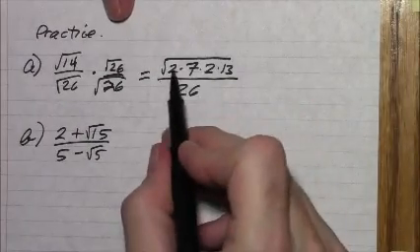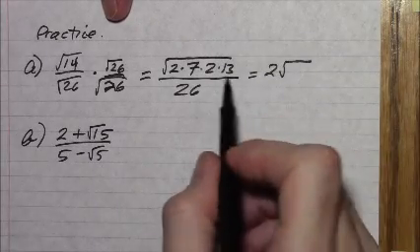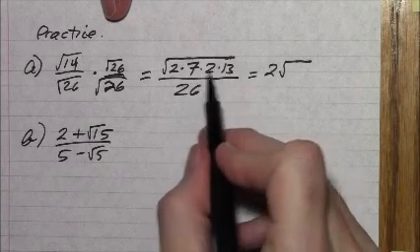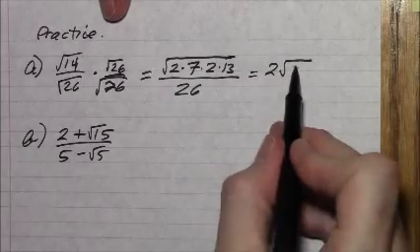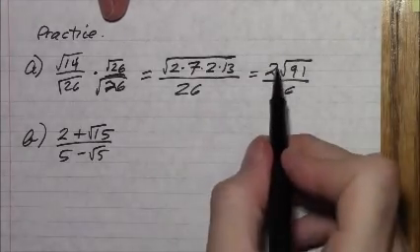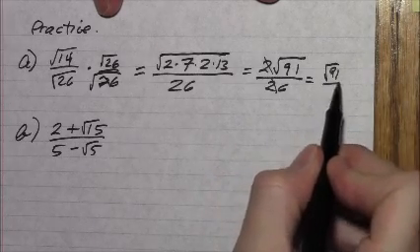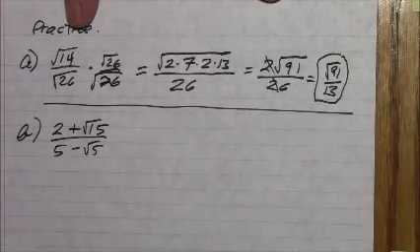So this is where 2 times 2 is 4. The square root of 4 is 2. So I'll have 2 square root of. And 7 and 13 are both prime numbers, so there's no perfect square of any combination there. So that's 7 times 13, that's a 91. That's 2 root 91 over 26. And it looks like this can be reduced. So we have the square root of 91 over 13, and that would be the answer for the top one.